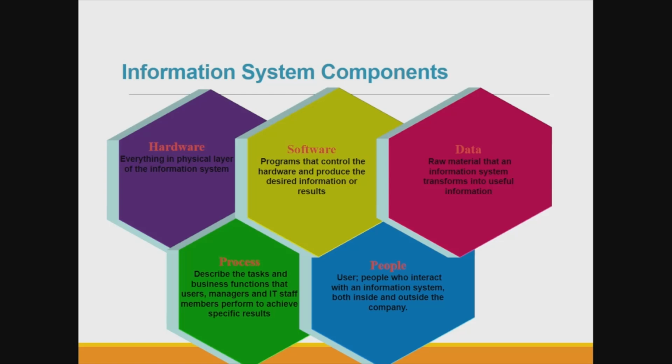And the fifth refers to the people, meaning the users that interact with the information system both inside and outside the company. Okay. I just want to make it clear, when we talk about the system, it is something where we have the input, we have the processing part, and it will produce the output. That's why we have the term inside and outside the company.